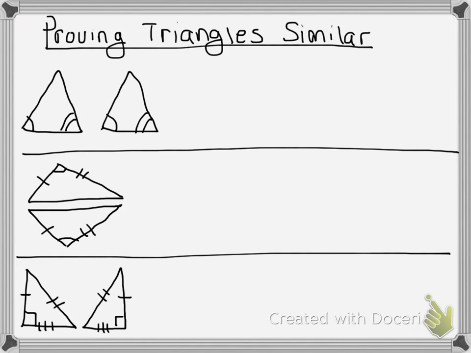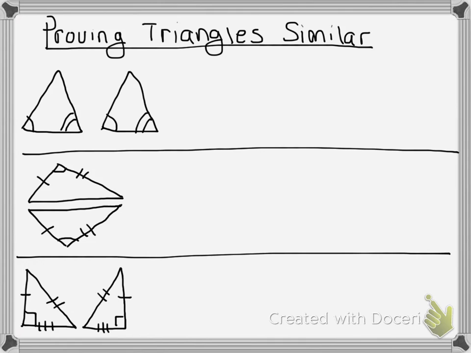So today we're going to be talking about proving triangles similar. Now earlier in the year we talked about proving triangles congruent, and this is along the same lines. I'm going to give you some theorems and postulates for how to prove that two triangles are similar. So you'll notice that we have three rows here. Each one of these represents a way that we prove that two triangles are similar.